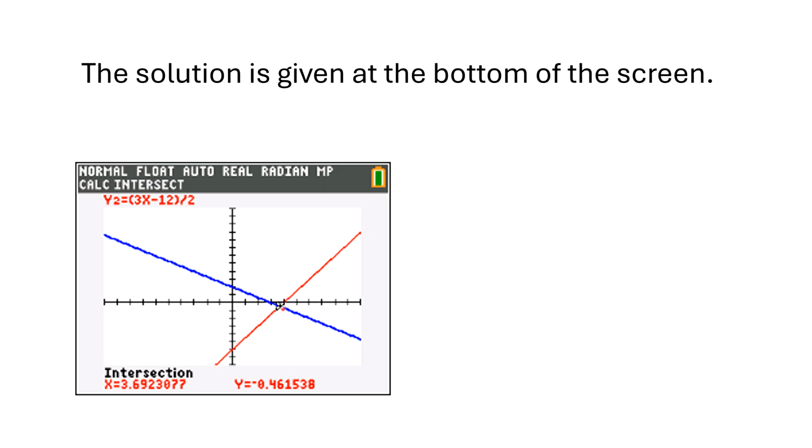The cursor will immediately go to the solution right here and give the answer. The intersection is x equals 3.692387, y equals negative 0.461538. It doesn't care how messy it is or that there are many decimals; it's going to give you an answer.